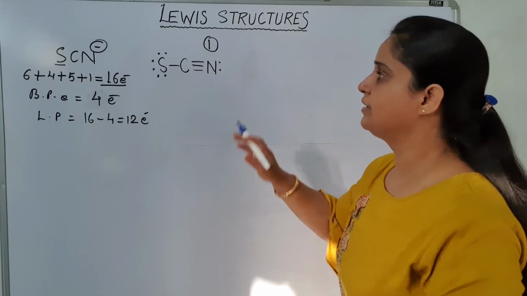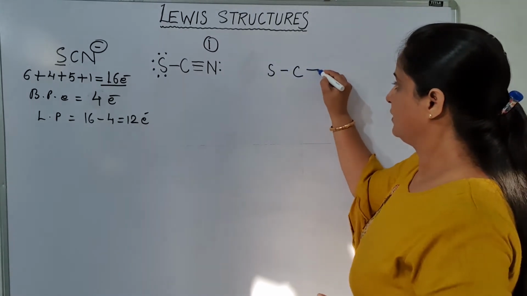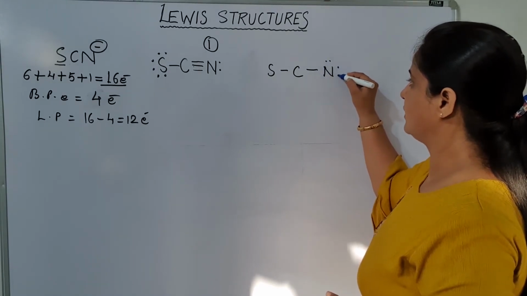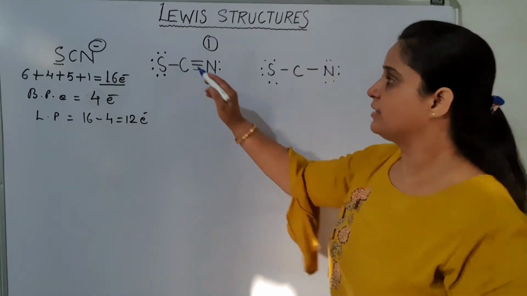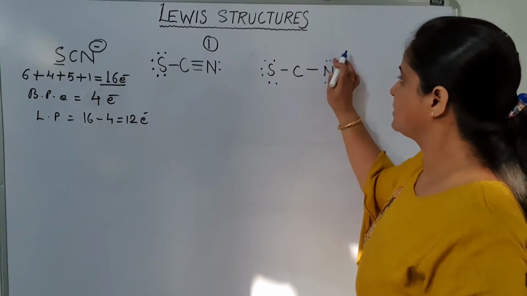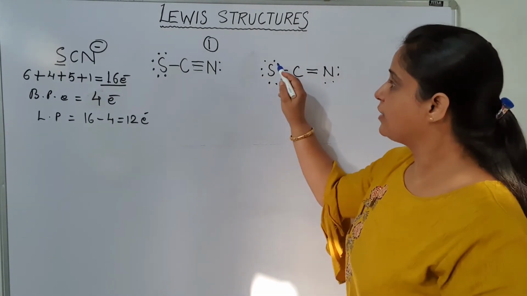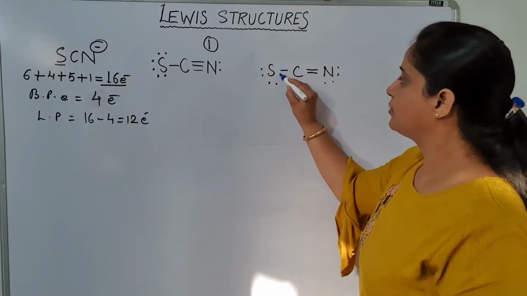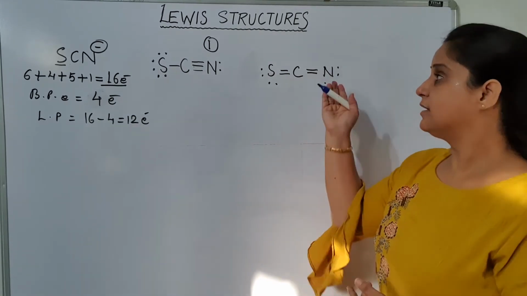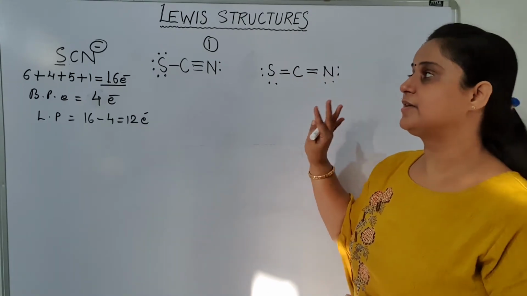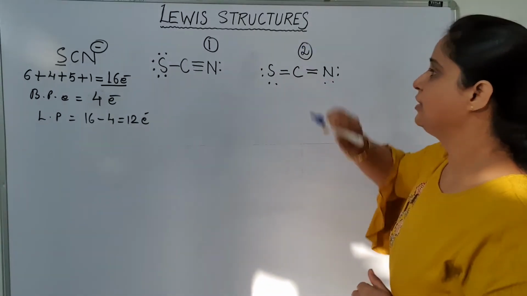This is structure number 1. Now let's see what else I could have done. Sulfur, carbon, nitrogen, with 6 lone pair electrons on each end. What I could have done is shift one lone pair from the nitrogen side, so I could have placed a double bond between nitrogen and carbon. And one I could have shifted from the sulfur side, so I could have made a double bond between sulfur and carbon also. This is also possible. Now all of these are satisfied with 8 electrons in the outermost shell. Done. So this is structure number 2.